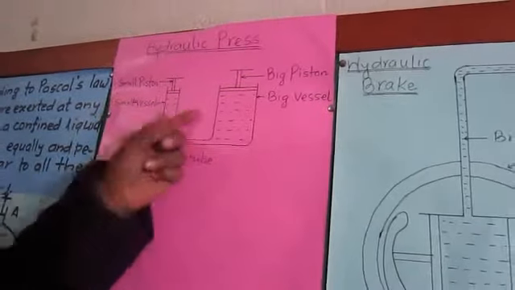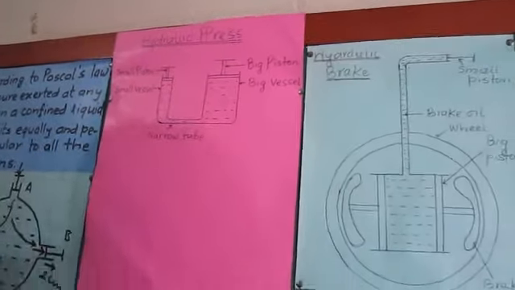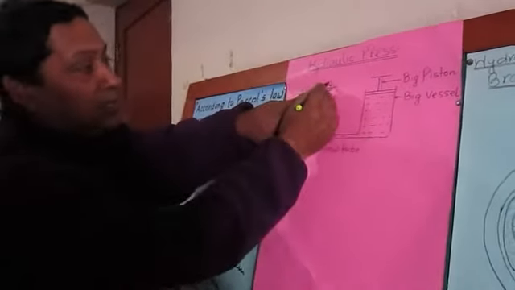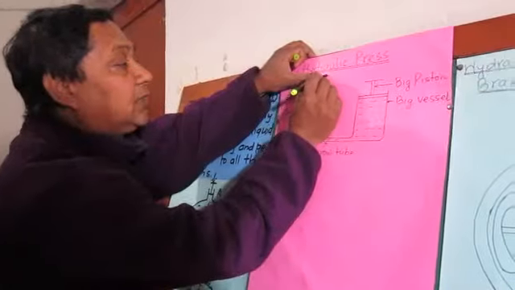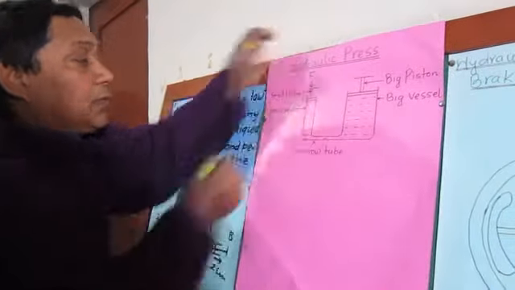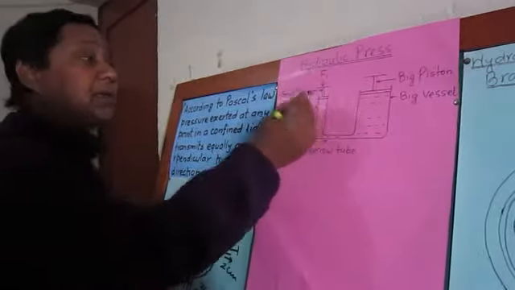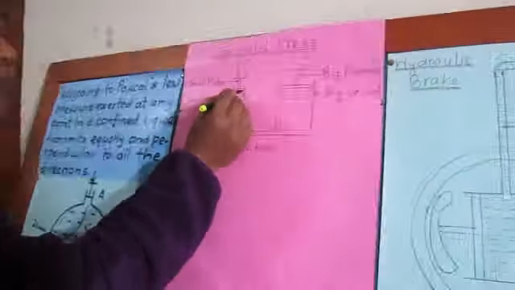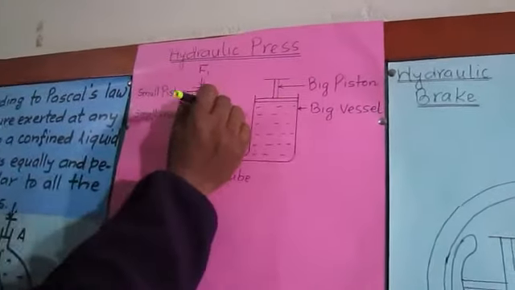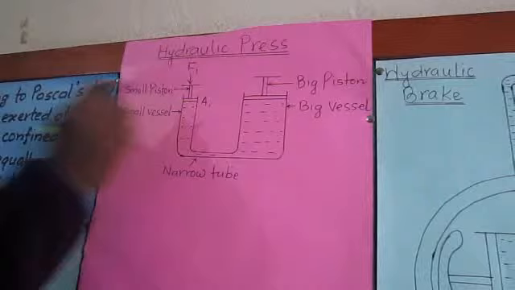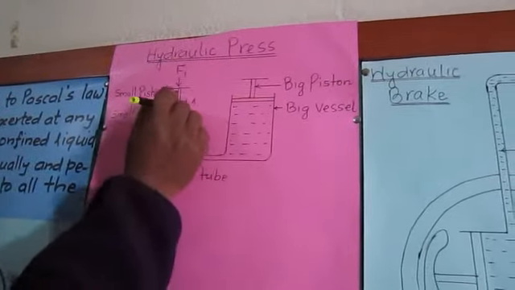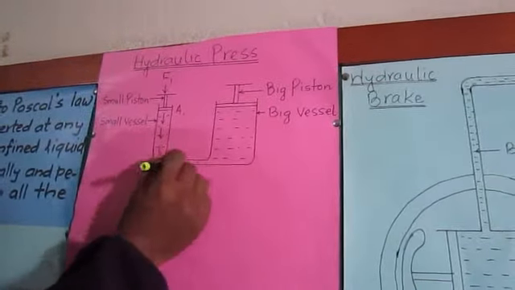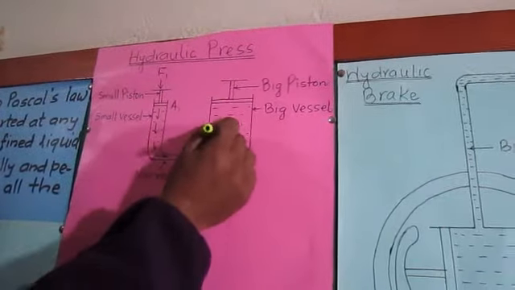Now the question comes, how does it magnify the force? When a small amount of force is applied on the small piston at this place, let's say the force is F1. F1 force is applied on the small piston, then this force exerts pressure on the liquid through this much surface area, and this area, let's say this is A1, the area of the small piston. Then the pressure exerted on this small vessel then transmits to the big vessel through the liquid.